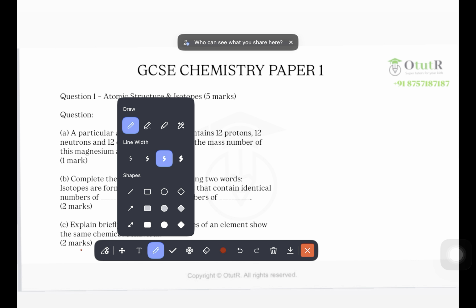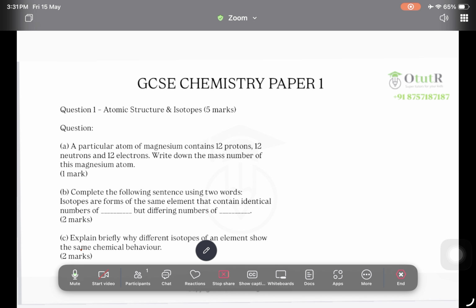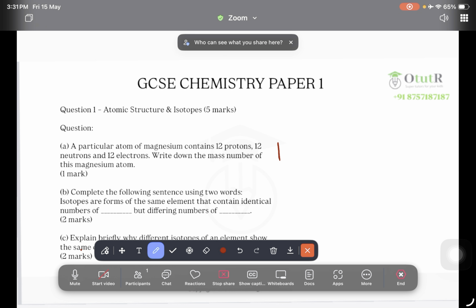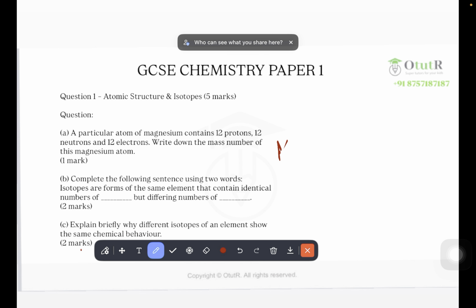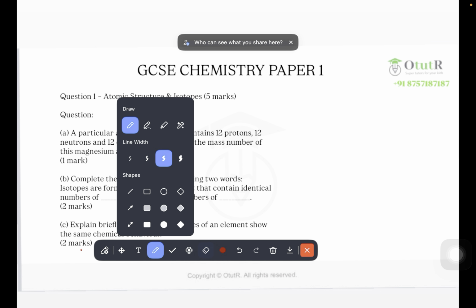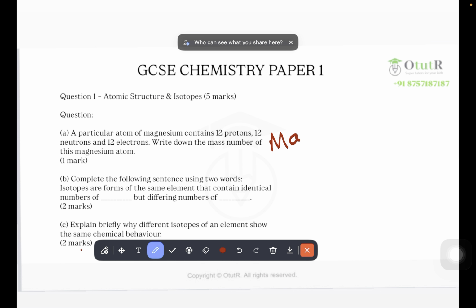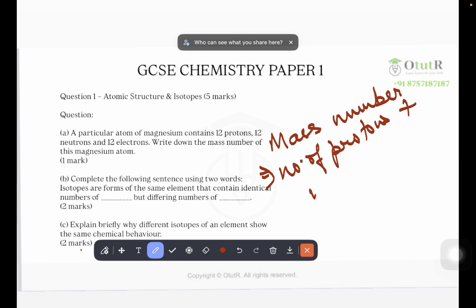The first question says, a particular atom of magnesium contains 12 protons, 12 neutrons, and 12 electrons. Write down the mass number of this magnesium atom. We know the formula for mass number, which is number of protons plus number of neutrons. Over here we have 12 protons and 12 neutrons, so the mass number is 24.